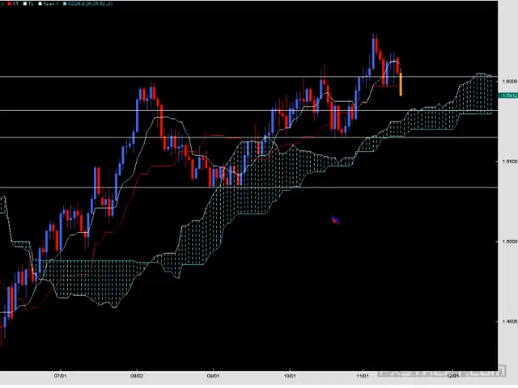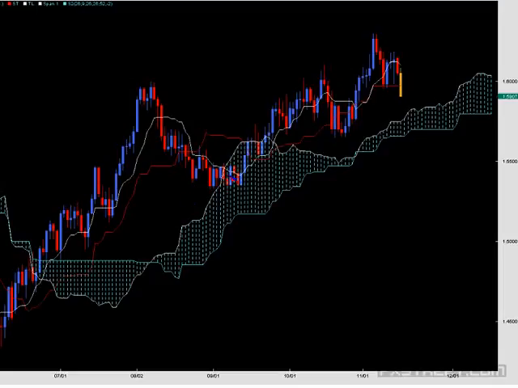This is the Kumo support and resistance for the daily time frame. It's not designed to represent support and resistance on an hourly time frame. So hopefully that answers your question.